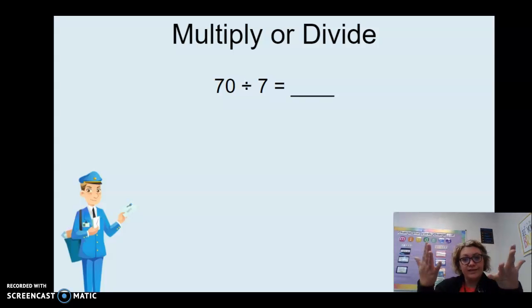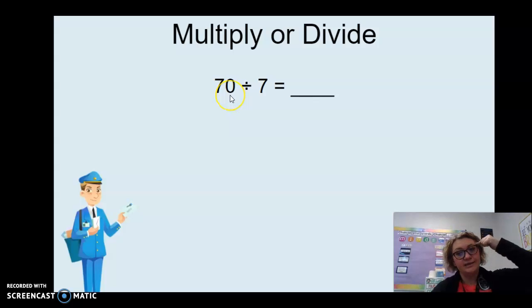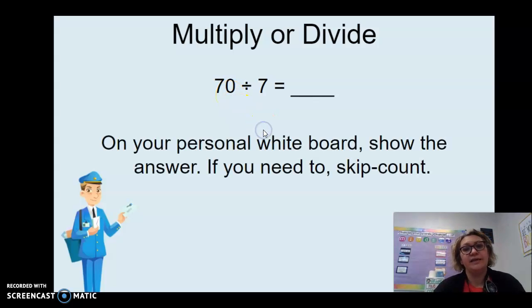Okay, 70 divided by 7. So I already taught you the trick. We already have our 7. Where does our 0 come from? Think. It comes from 10. So 70 divided by 7 equals 10.